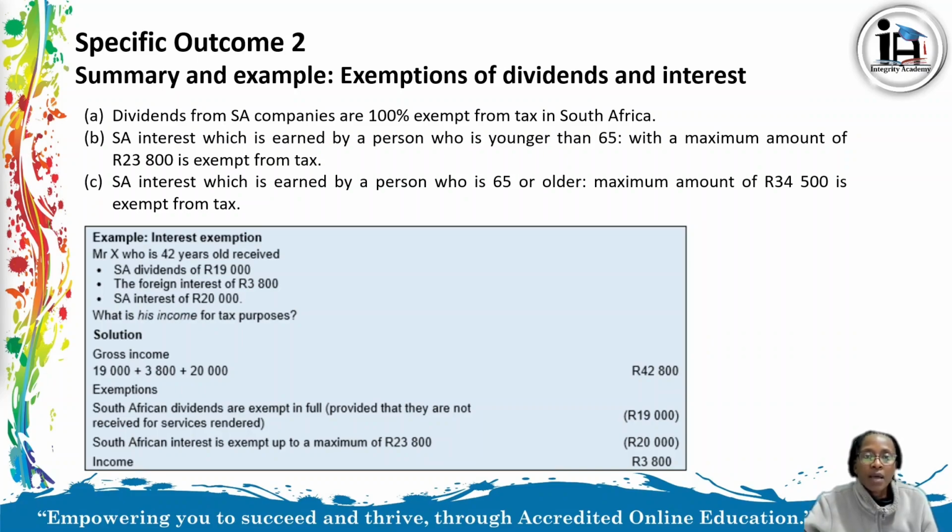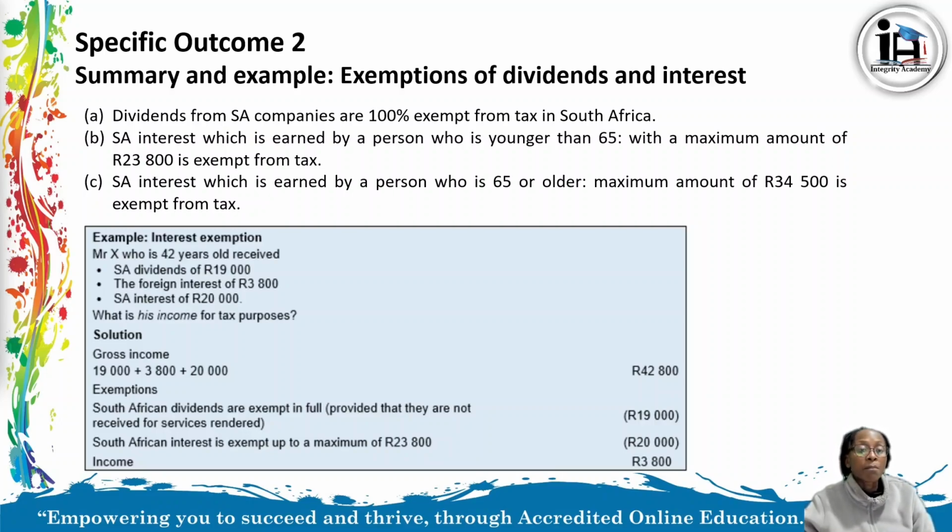So, summary and example: exemption of dividends and interest. Dividends from South African companies are 100% exempt from tax in South Africa. South African interest earned by a person who is younger than 65, with a maximum amount of 23,800, is exempt from tax. South African interest earned by a person who is 65 or older, with a maximum amount of 34,500, is exempt from tax.